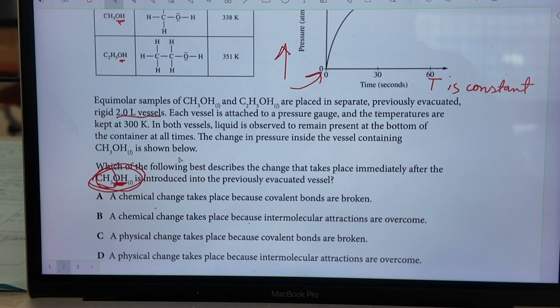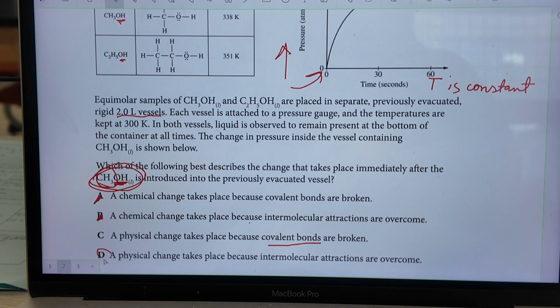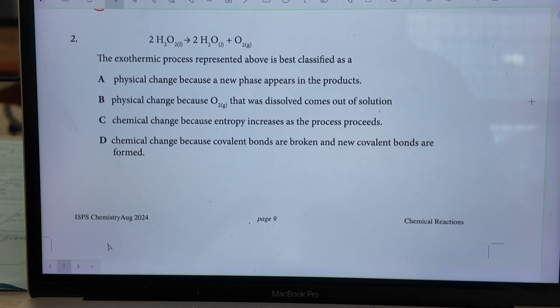So because a chemical change isn't happening, it's just changing states. So it's not a chemical change. And covalent bonds aren't even being broken here. It's intermolecular attractions that are being overcome. I would say that the answer is D. Okay, next question.